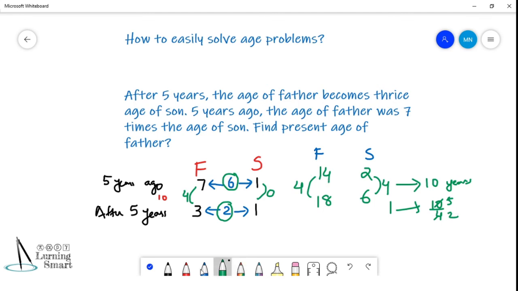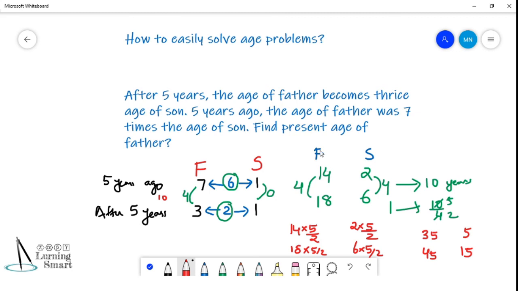14 corresponds to what? 14 multiplied by 5 by 2, 2 multiplied by 5 by 2, 18 multiplied by 5 by 2, and 6 multiplied by 5 by 2. This becomes what? 14 into 5 by 2, 7 into 5, 35. This is 5. 18 into 5 by 2, 9 multiplied by 5, 45. 6 into 5 by 2, 15.